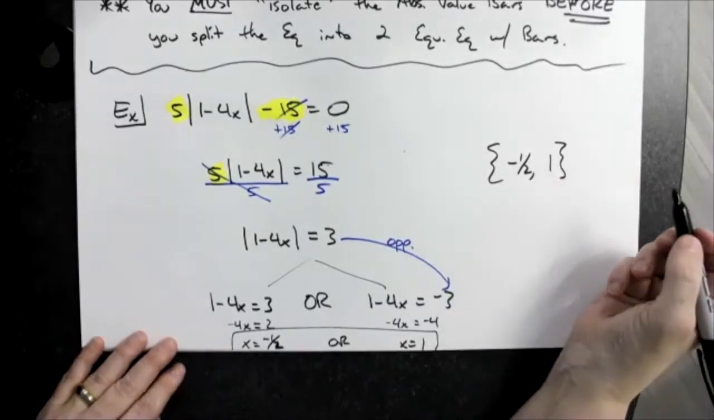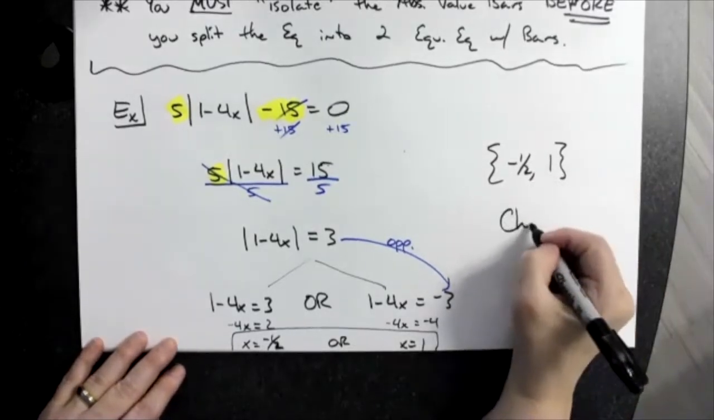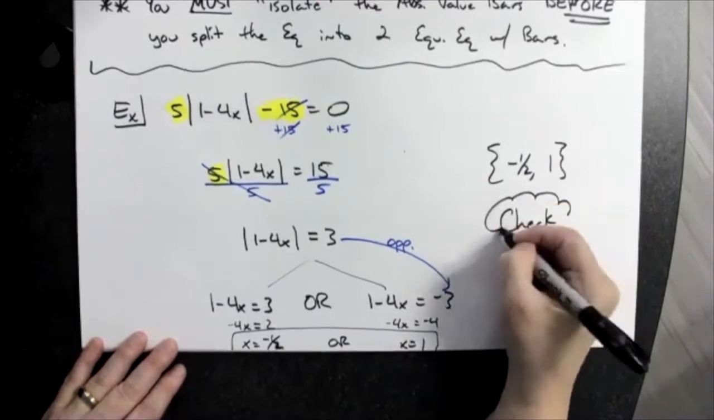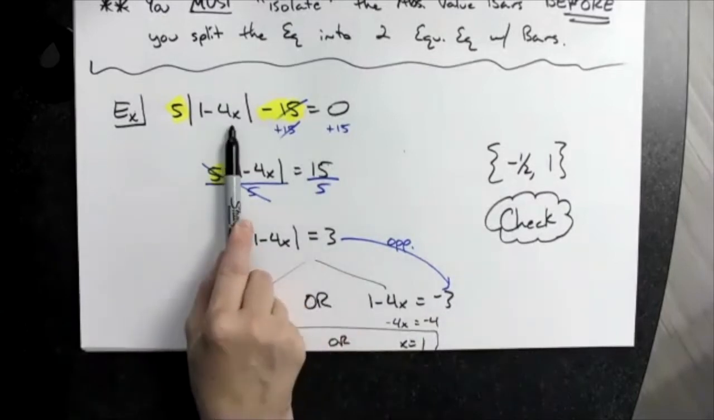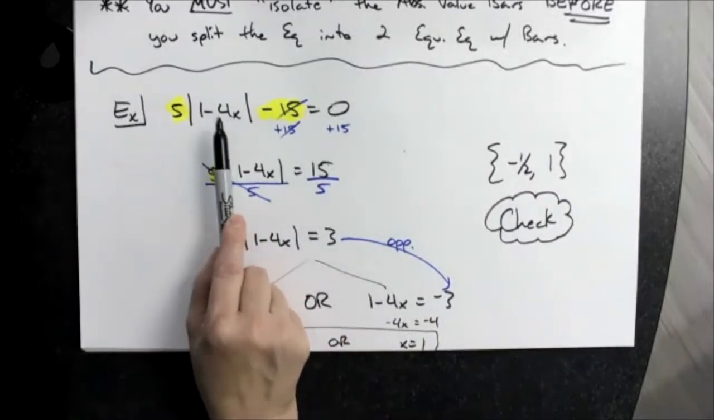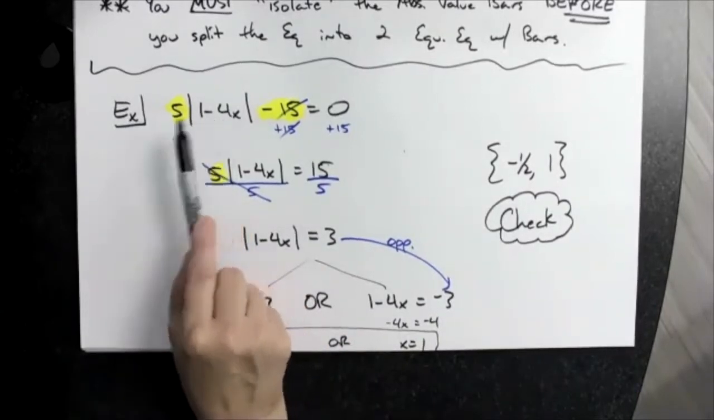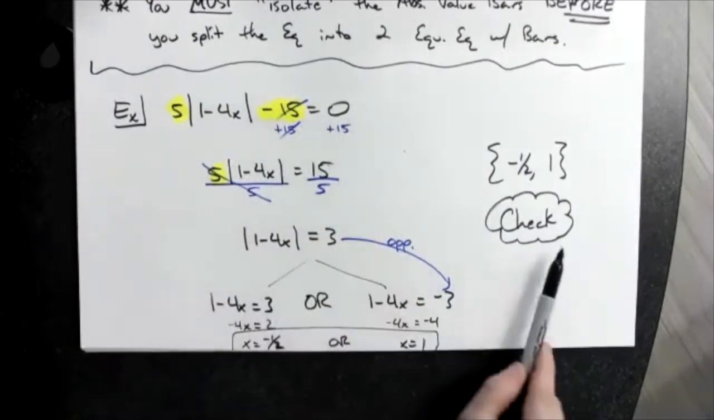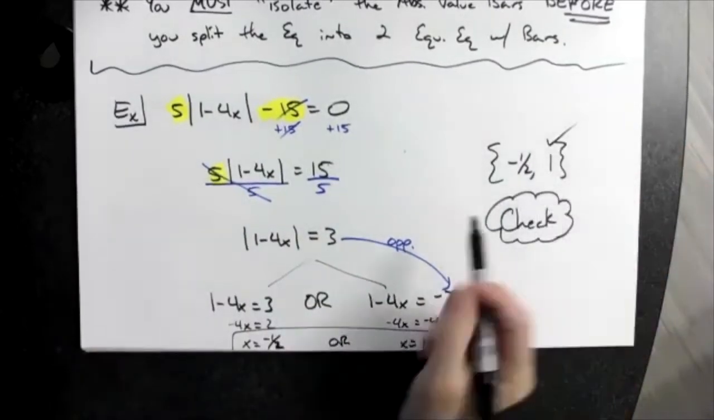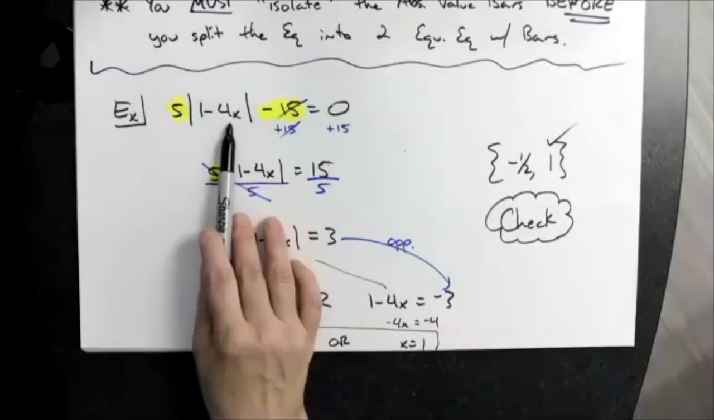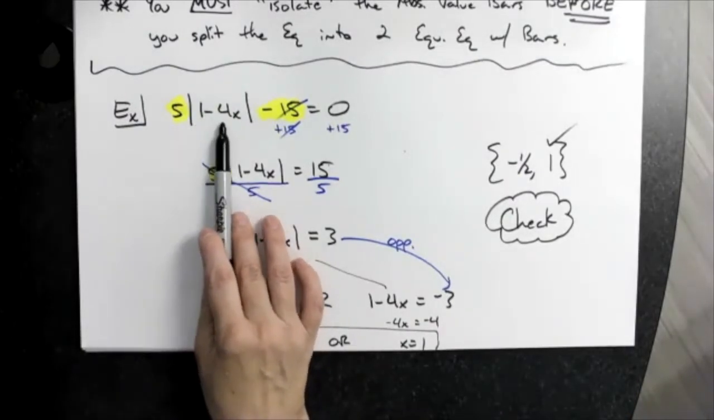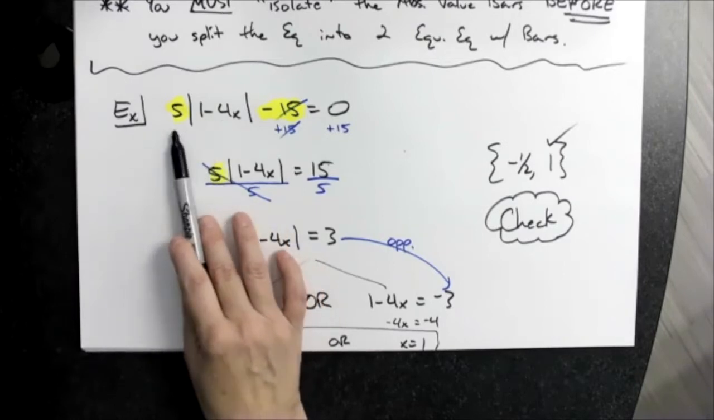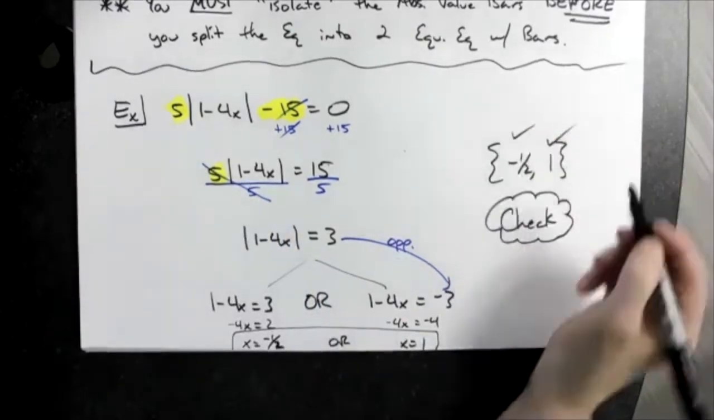All right. Again, I need to check. Both of those answers, plug them back in and see what happens. If I plug a 1 in, that would be a negative 3. Negative 3, absolute value is 3. 3 times 5 is 15. 15 minus 15 is 0. So the 1 clearly checks. Negative 1/2 here is going to make that a 2. 1 plus 2 is 3. Absolute value of 3 is 3. 3 times 5 is 15. So the negative 1/2 checks as well.